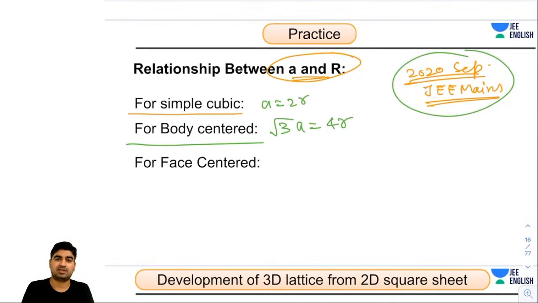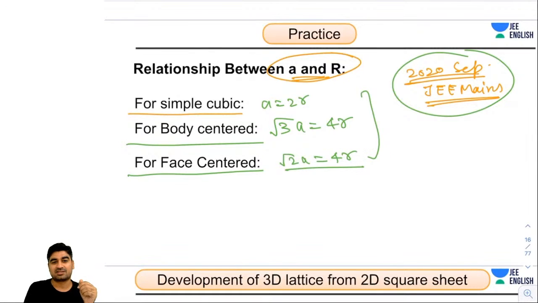Yes, tell me now. What about face center? Tell me, guys. Yes, Sandeep, you are right. So face center, no Vinay. Face center, you can say root 2a will be equal to 4r. Actually, these are the relationships. Yesterday I was discussing the JEE Main exam and there was a problem on it. And if you don't know these relations, then you can't solve it. And yesterday I derived it.